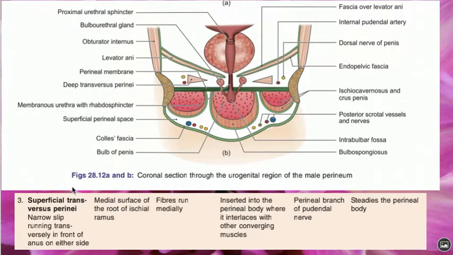Coming to the superficial transverse perineum muscle, a narrow slip running transversely. It arises from the medial surface of the root of the ischial ramus. The fibers run medially, inserting onto the perineal body with interlacing muscles, supplied by the perineal branch of the pudendal nerve, and it is helpful in steadying the perineal body.